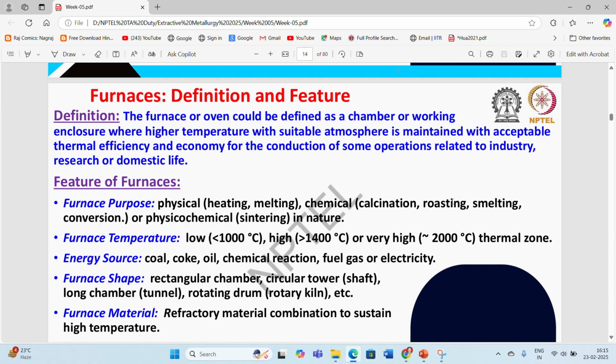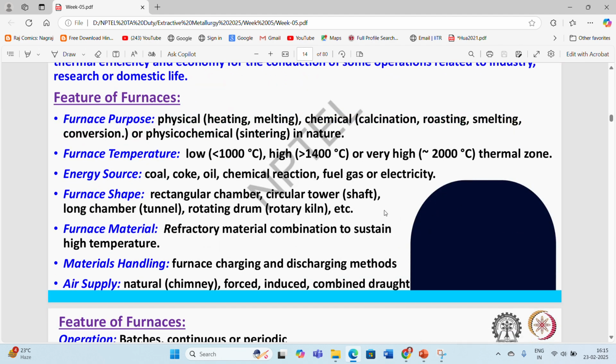Like we can go for inert atmosphere with the help of nitrogen or argon gases, or we can go for sulfur atmosphere or oxidative or reductive atmosphere. Whatever the atmosphere we are going to require depends on the process we are going to need. With acceptable thermal efficiency and economy for the conduction of some operations related to industry, research, or domestic life. So the features of furnace can be divided, first, as the furnace purpose.